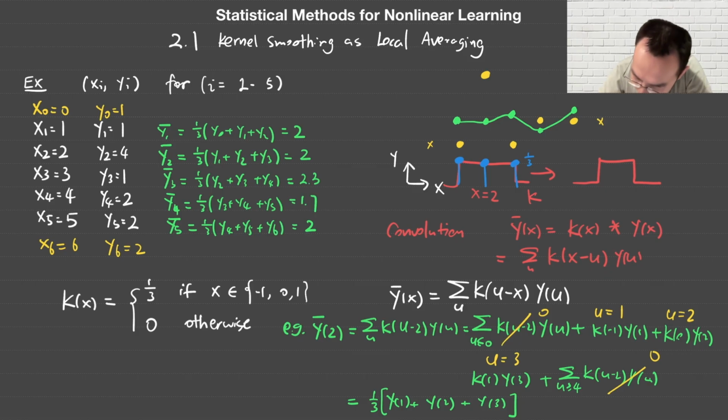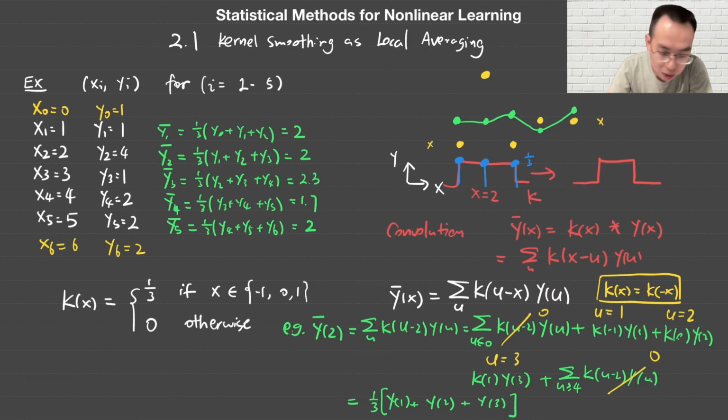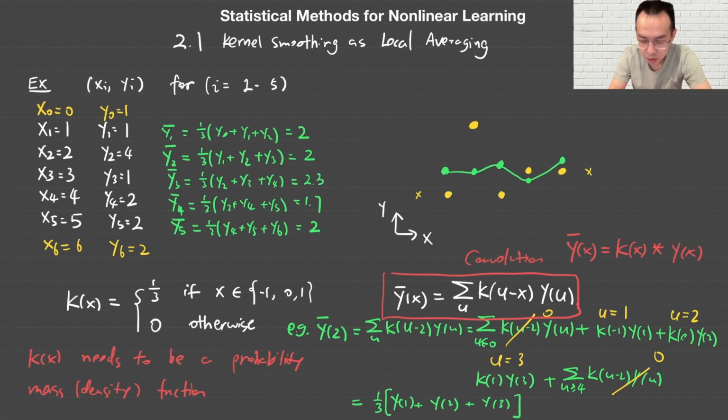So that means k of x equals k of minus x, right? That is a common way we apply the local averaging formula. And then you see that this local averaging equation is the same as the convolution performed with k of x. Also, I should emphasize that this k of x needs to be a probability density function. When k is a probability density function, that's when convolution is the same as local averaging for the function y.